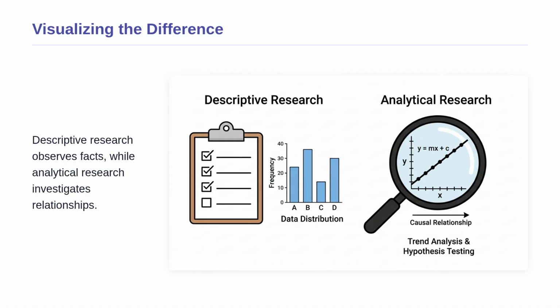On the right side, you see analytical research, represented by a magnifying glass zooming in on a line graph. Notice the upward trend line and the equation y equals m times x plus c. This side is investigating the why and the how. It is looking at how the variables on the x and y axes relate to one another. The diagram perfectly captures how analytical research builds upon the basic facts gathered by descriptive research.